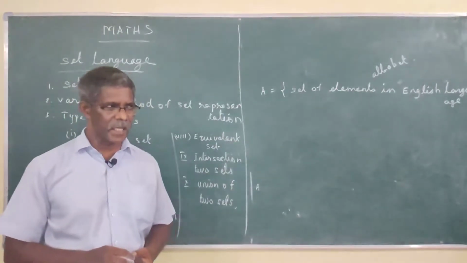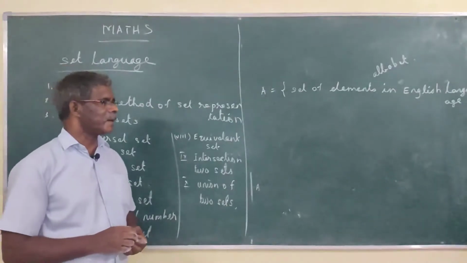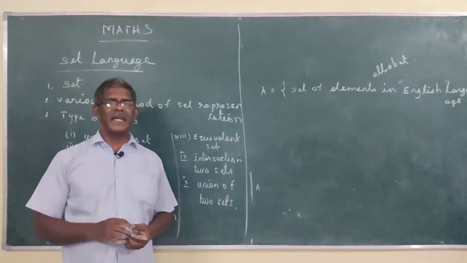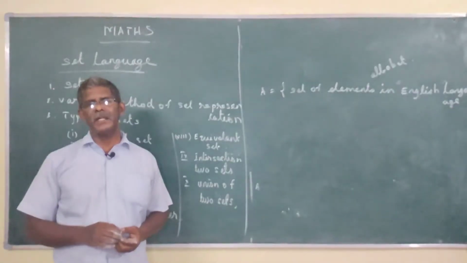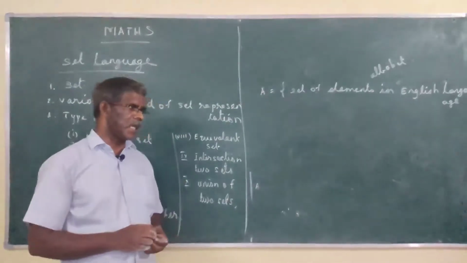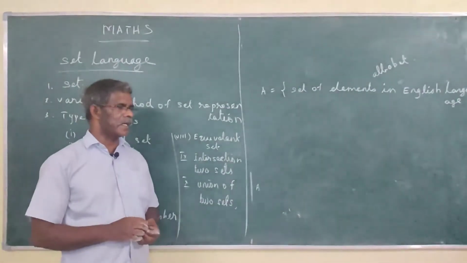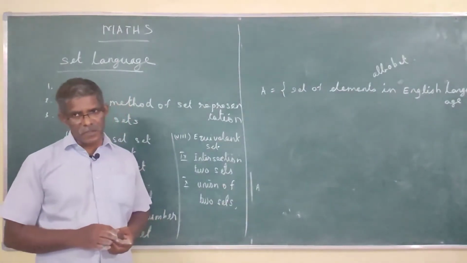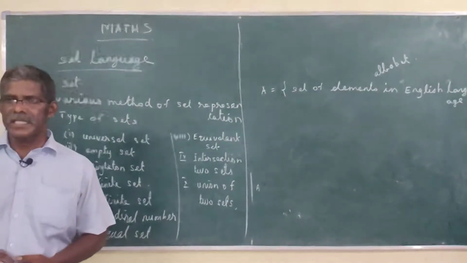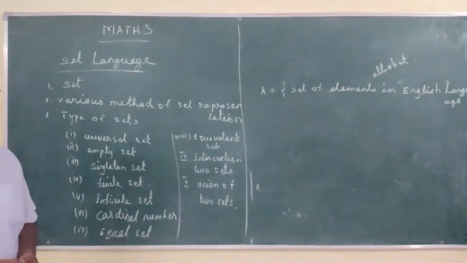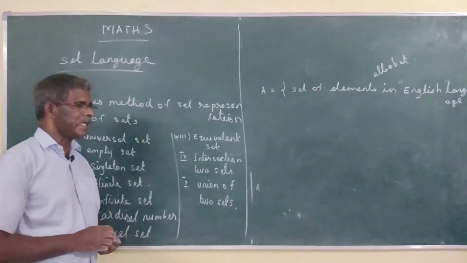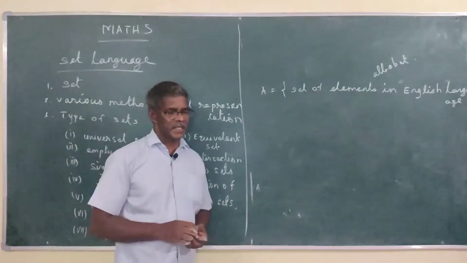Then tabular method or roster method. In this method, we write the elements one by one using commas. Such a method is called tabular method or roster method. So we know the three methods: descriptive method, ruler method, and roster method or tabular method.